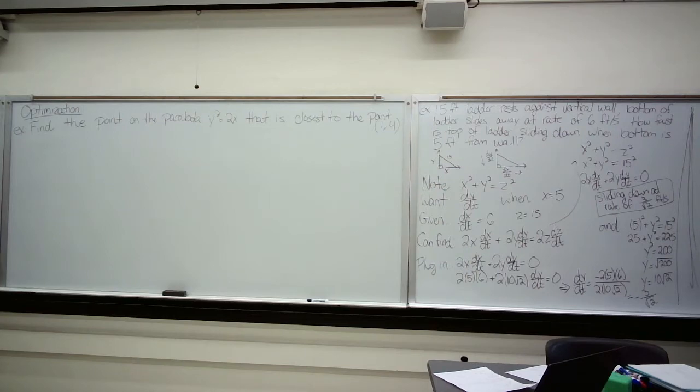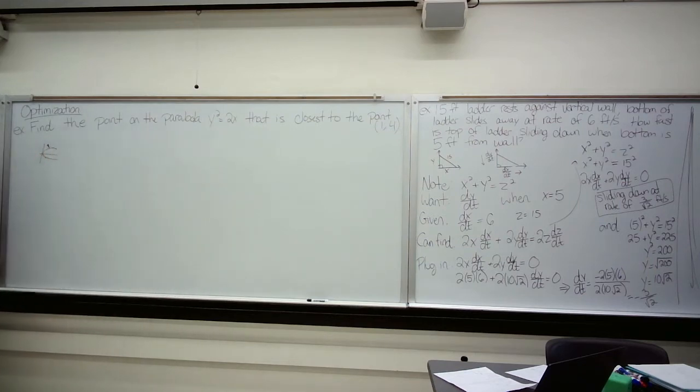The reason why this is an optimization problem is because we want to find the point that is closest. If we have some curve here, we want to find a point on the curve that's closest. That's optimizing the distance. I want the point on the curve that is the least distance from this point here. If I choose a point way over here, that's a much further distance than this point right here. That's why this falls under optimization.